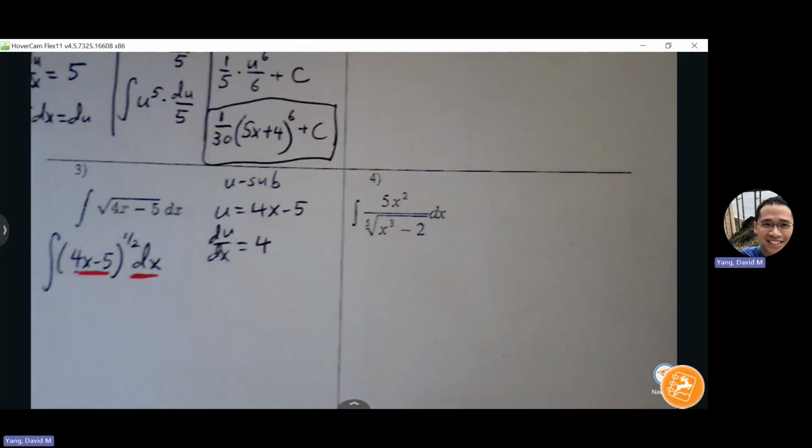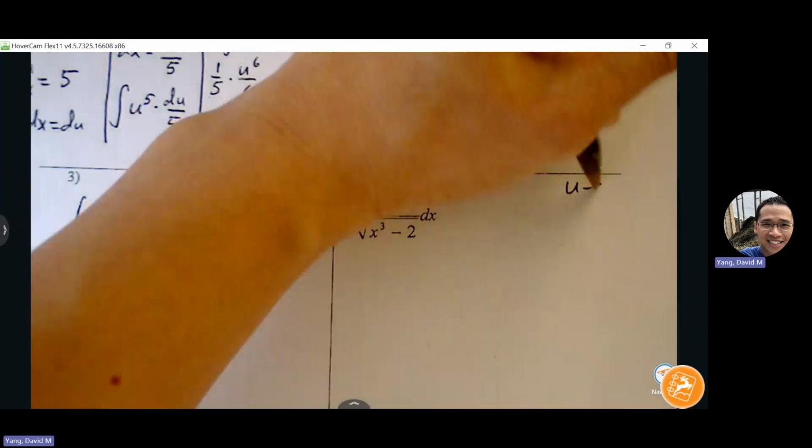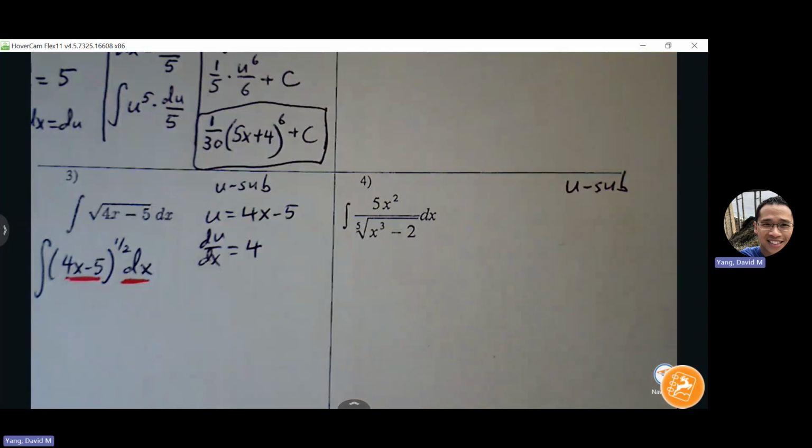Okay, number 4. Can we expand this through or separate into individual fractions and do power rule? Too many terms in that radical, right? So what could we do as our first step? Well, this is definitely u substitution, right? We can't just rely on power rule. So before u substitution, do we see a set of parentheses, or can we create a set of parentheses? Yeah, the 1/5, okay.